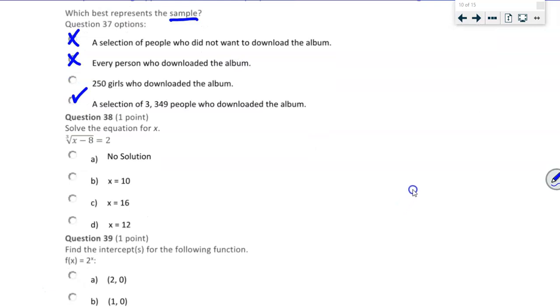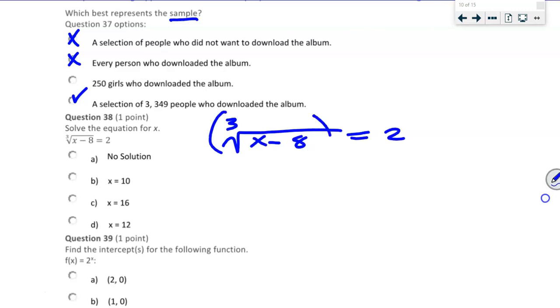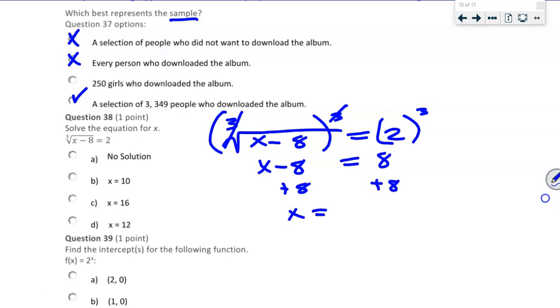So question 38, solve for x. So this one we're going to do, again, the cube root of x minus 8 equals 2. We're going to cube both sides. So that cancels that out. So that leaves us with x minus 8 equals, that's 8. And then we're going to add 8 to both sides. So that's x equals 16. So that was this one.